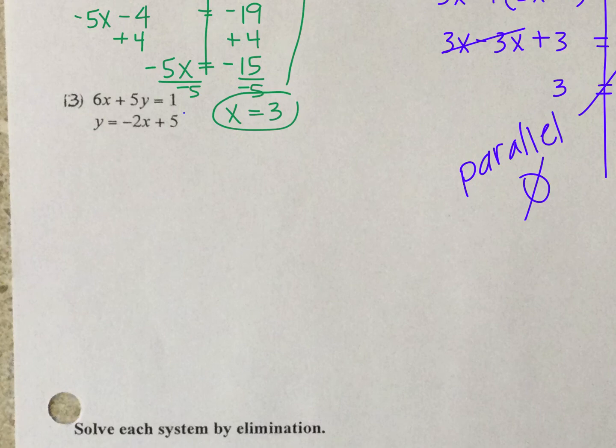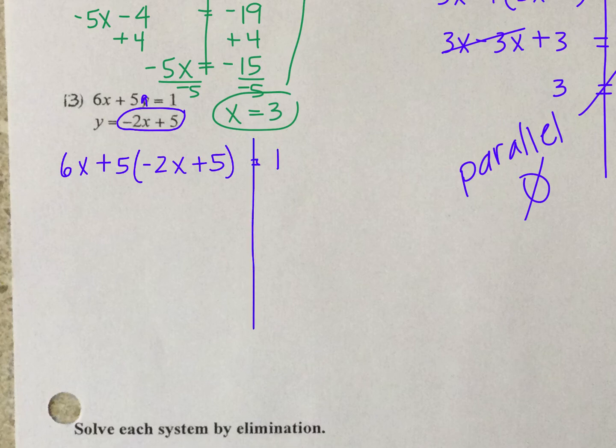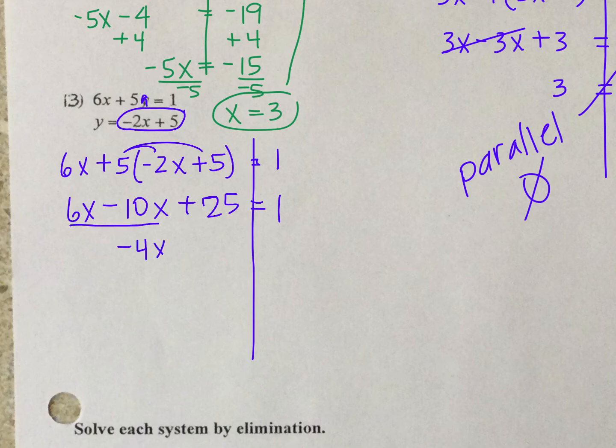All right, in 13, I'm going to circle this, and instead of the y, I'm going to put it right there. Instead of y, I put negative 2x plus 5 equals 1. Distribute. 6x minus 10x plus 25 equals 1. 6x minus 10x, old school baby math, is negative 4x plus 25 equals 1.